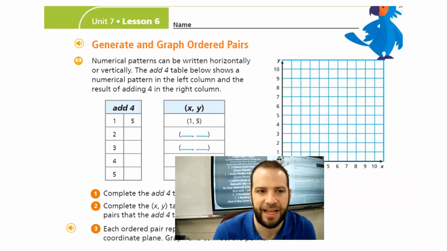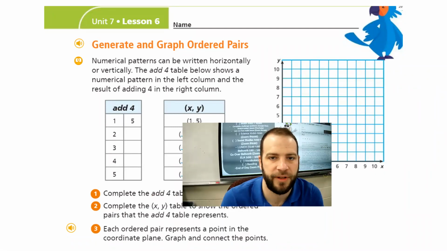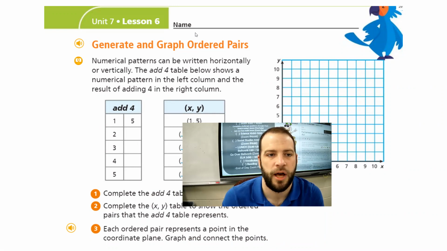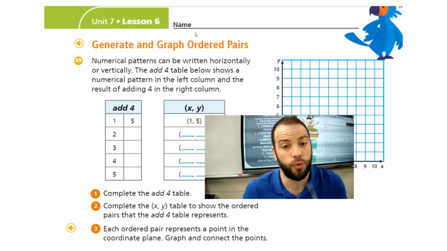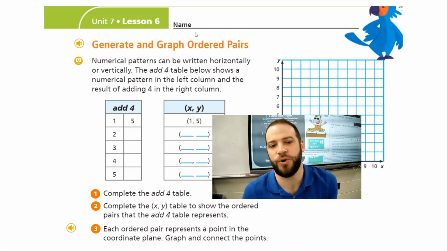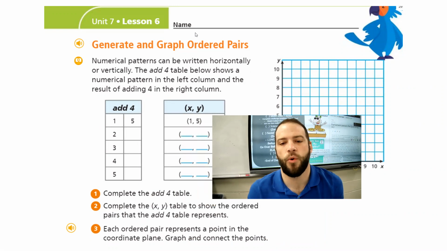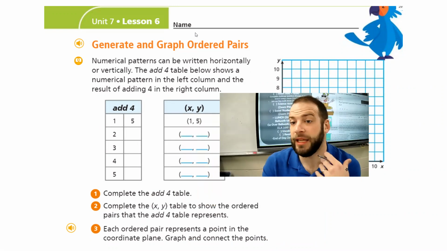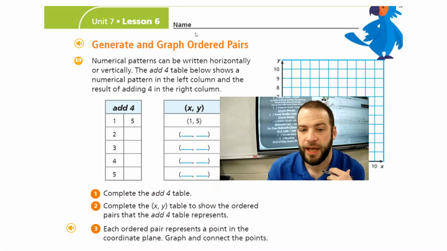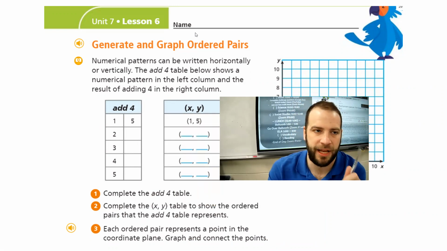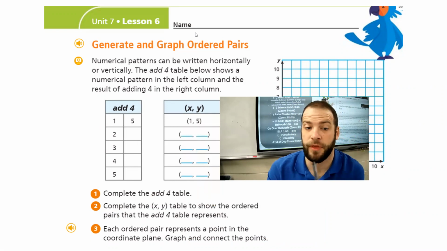So today's lesson, Unit 7, Lesson 6, which is the final lesson in Unit 7. Today we're going to take it one step further. We're going to graph ordered pairs, but we're also going to see that ordered pairs can happen naturally in life in different patterns, and then we get to take those patterns and graph them.